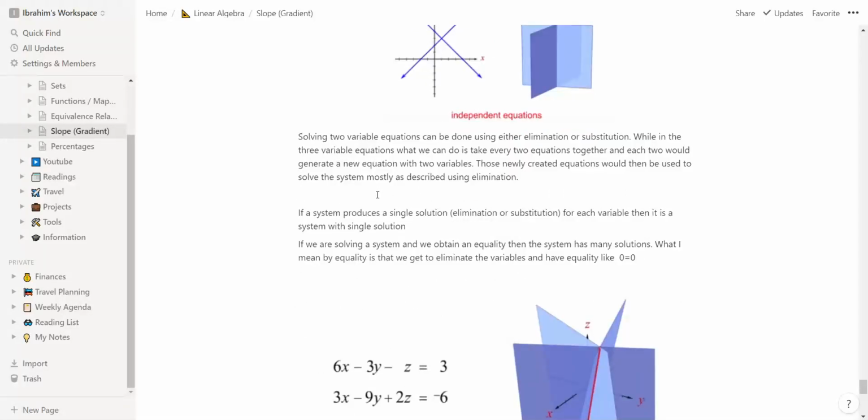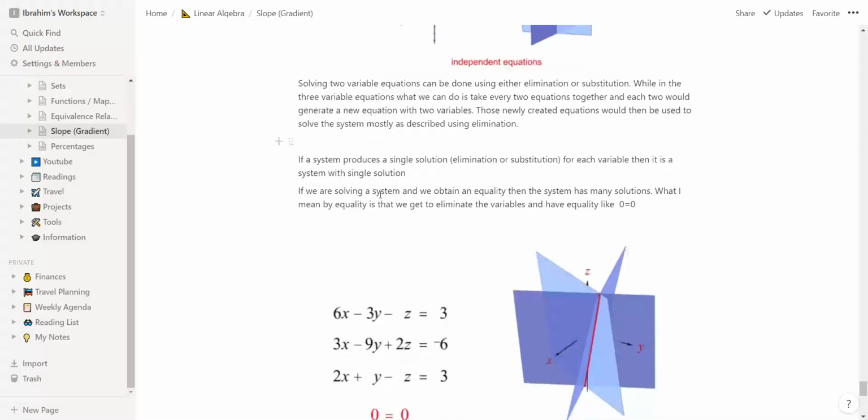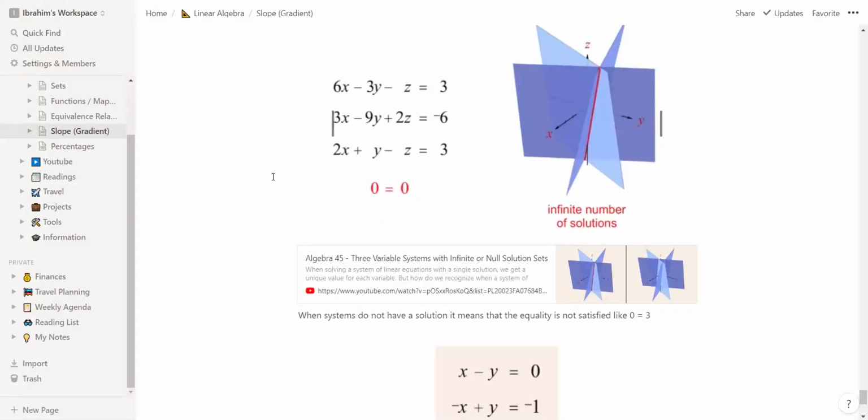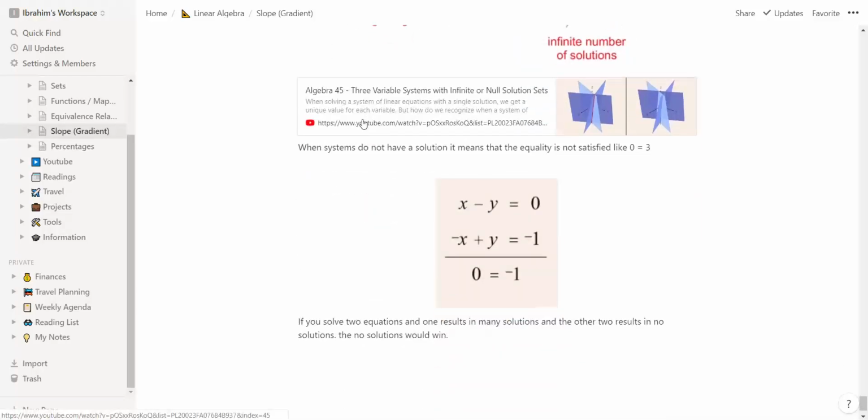If a system produces a single solution through elimination or substitution for each variable, then it is a system with a single solution. If we are solving a system and we obtain an equality, then the system has many solutions. But if you get an inequality, then you're basically solving a system without solutions, a parallel system basically. So when you get 0 equals 0, then you get many solutions. But in this case, it's contradicting. Then the systems do not meet at a single point.